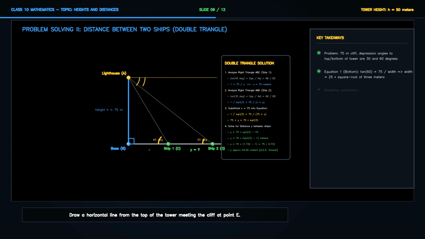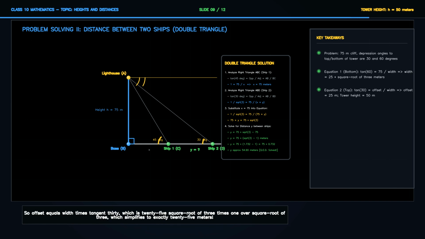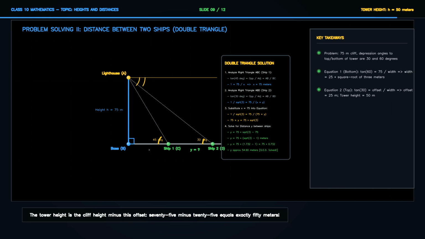The larger triangle gives us the width. Tangent 60 degrees equals 75 over width. So width equals 75 over square root of 3, which is 25 square root of 3 meters. The smaller triangle gives us the height offset. Tangent 30 degrees equals the offset over width. So offset equals width times tangent 30, which is 25 square root of 3 times 1 over square root of 3, which simplifies to exactly 25 meters. The tower height is the cliff height minus this offset. 75 minus 25 equals exactly 50 meters.